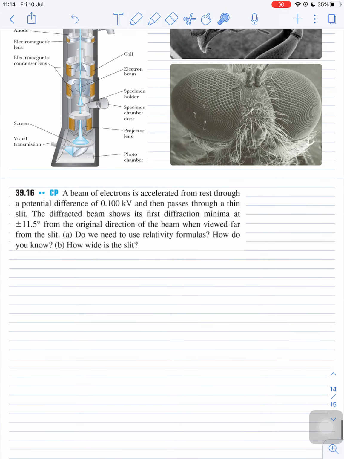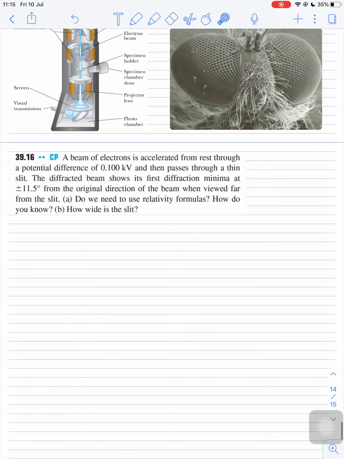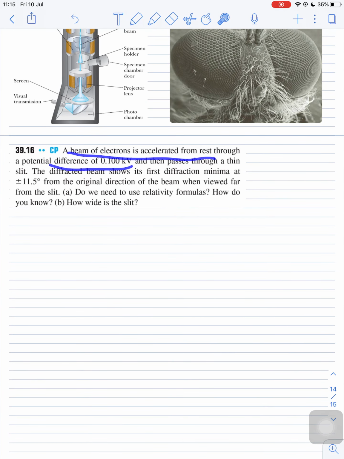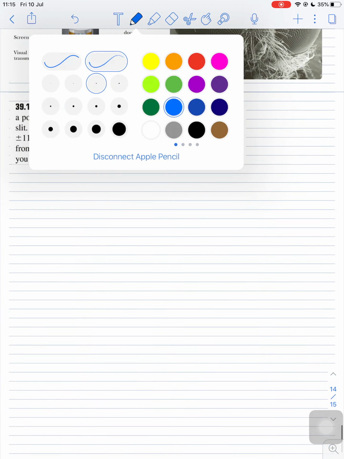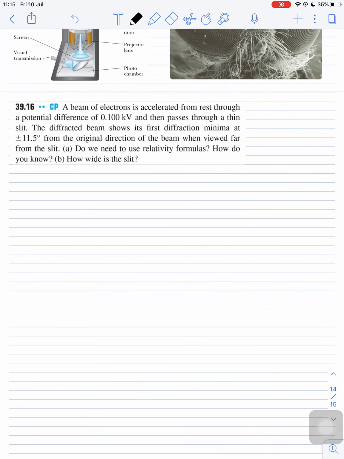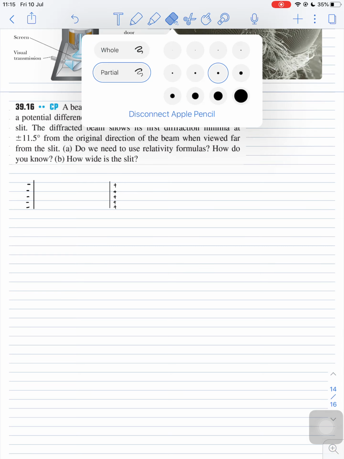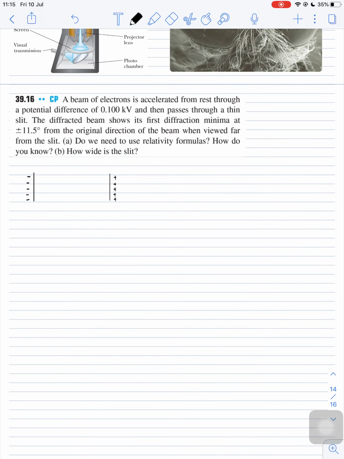Okay, a beam of electrons is accelerated from rest through the potential difference of 0.1 kilovolts, and then passes through the thin slit. One thing that we can get from this sentence is, let's draw the picture. If we have the plate here, this will be the negative plate, and we have the positive plate here. Now we say that the potential difference between these two plates is equal to 0.100 kilovolt.